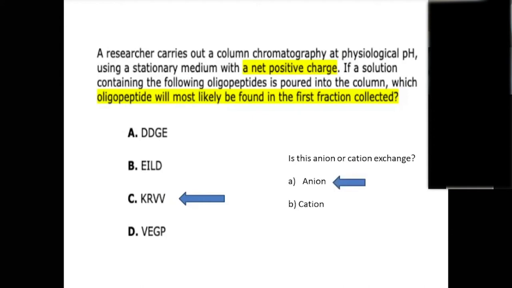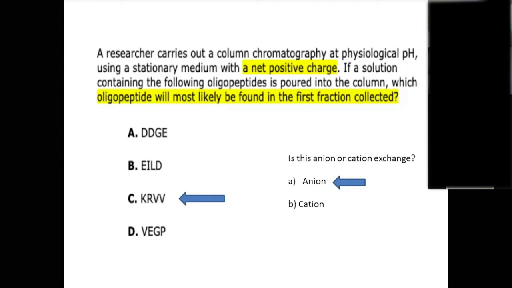Okay, so the correct answer is anion exchange, because I know it says net positive charge, which you may think means cation, but read what is positive. It's the stationary medium, so the column and the wall is positive. Remember when I said this one's a little bit tricky, because cation and anion don't refer to the wall itself. They refer to the molecule or the protein of interest that the wall is meant to attract. If the wall is positive, that means it's meant to attract a negative molecule, so like D or E. Then it would be anion exchange because it's meant to attract a negative molecule like an anion. If the wall had a net negative charge, then it'd be cation exchange, because then the protein of interest would be positive, right?